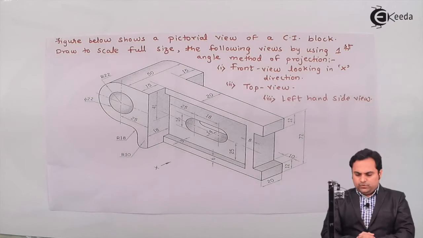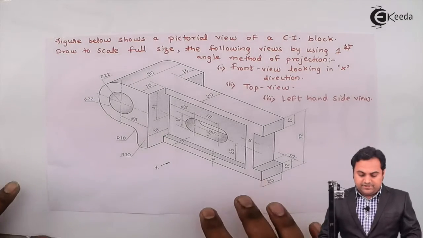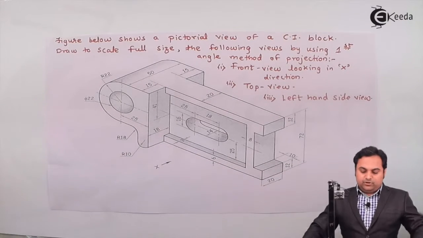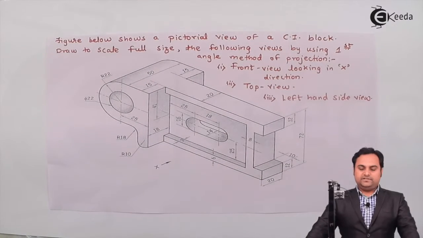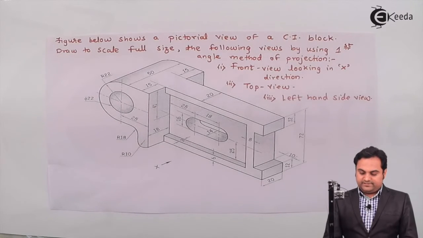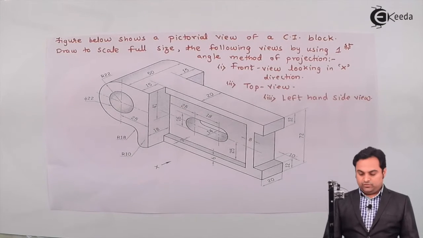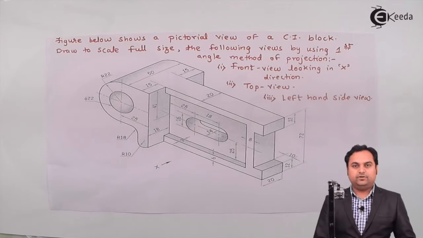Here in this video, we'll see a problem on orthographic projections. For that, here is the question. Figure below shows a pictorial view of a cast iron block. Draw to scale full size the following views by using first angle method of projection. Number 1, front view looking in x direction. Second, top view, and the third one, left hand side view. So this is the question in front of us.